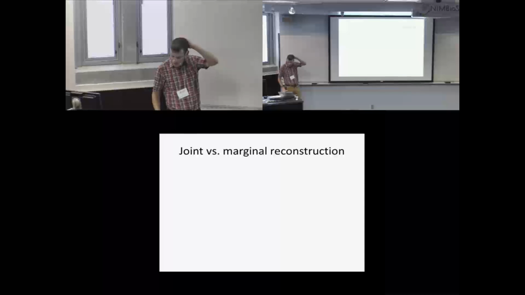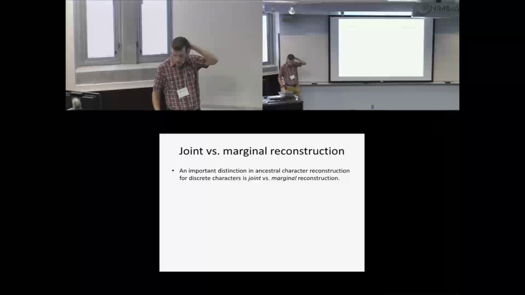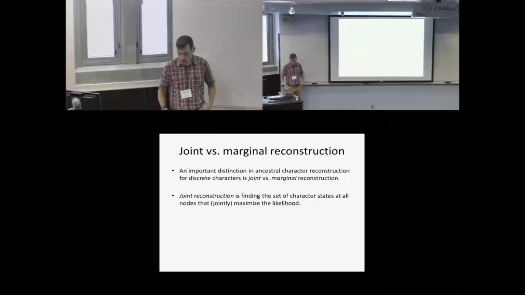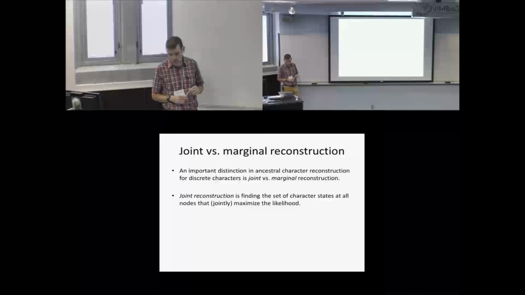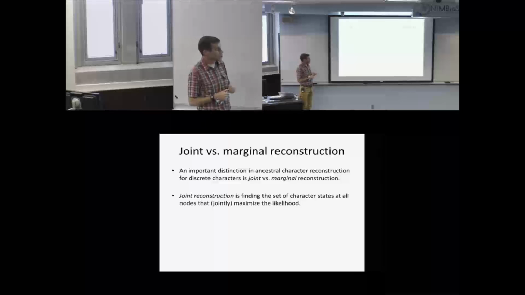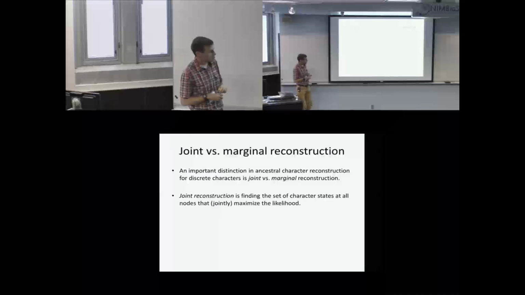One distinction that I'm going to make with respect to ancestral state reconstruction for discrete characters is the distinction between joint and marginal reconstruction. And joint reconstruction is simply the process of identifying the set of character states at all the nodes that jointly maximize the likelihood.